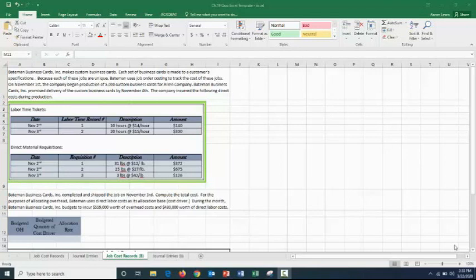For direct material requisitions, that's taking things out of storage and putting them into use. So for us, it would be things like paper stock and ink.